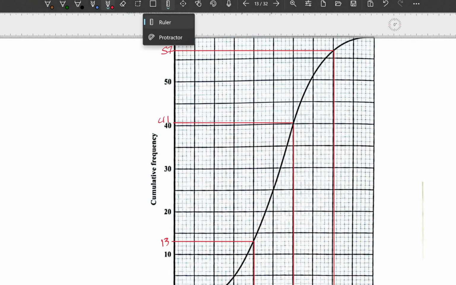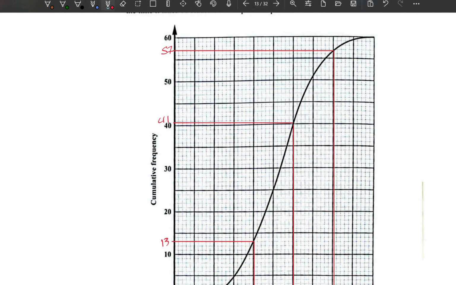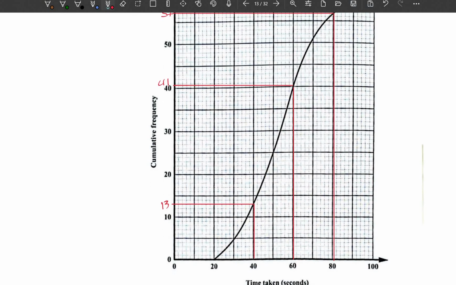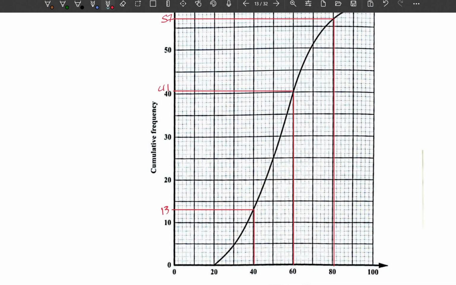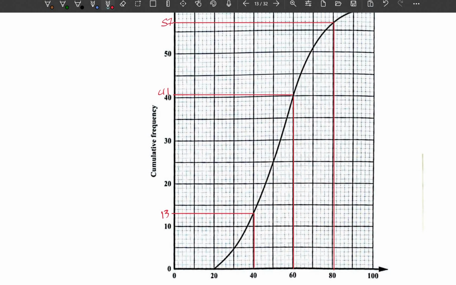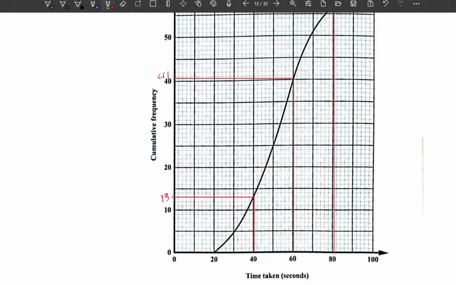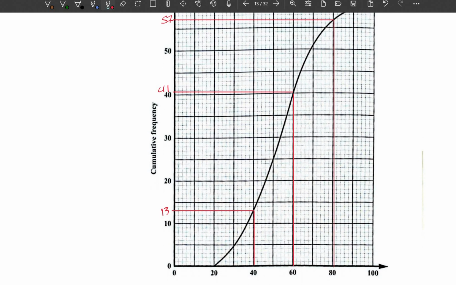Okay, so let's see if you can determine what those values are going to be. So between 41 and 13, what do we have? So 41 minus 13, then 57 minus 41.